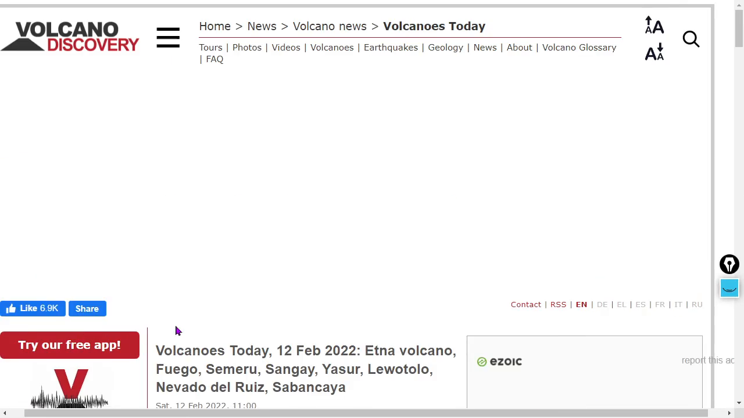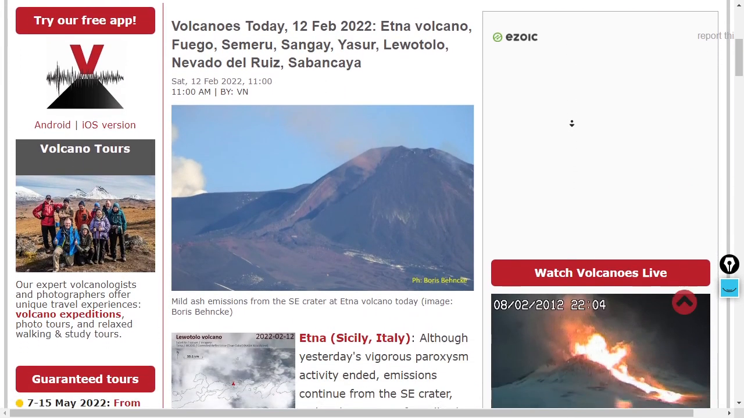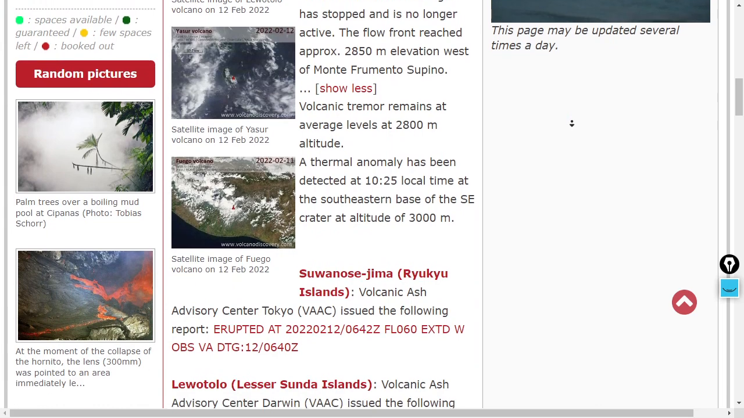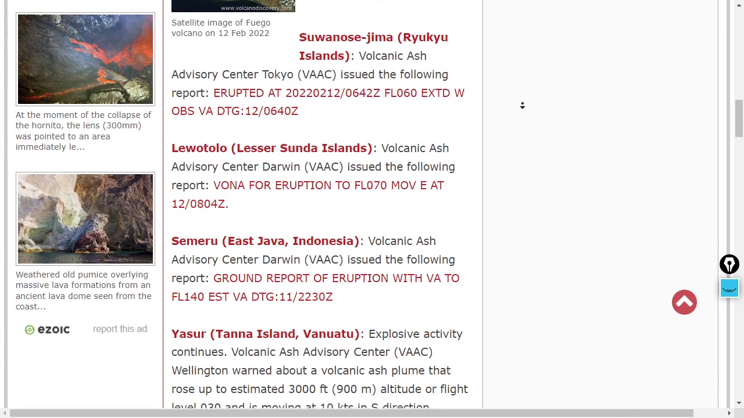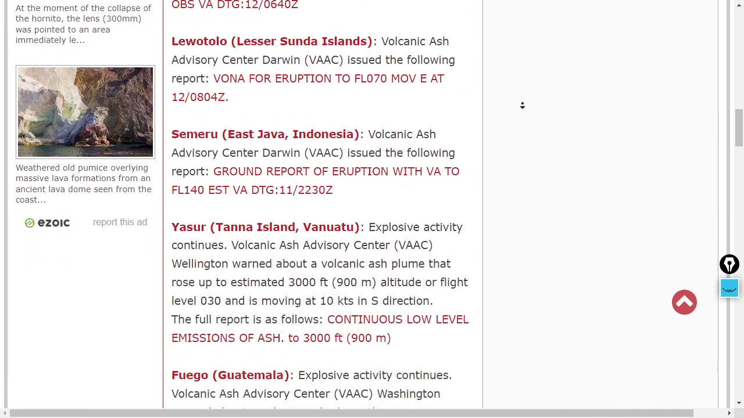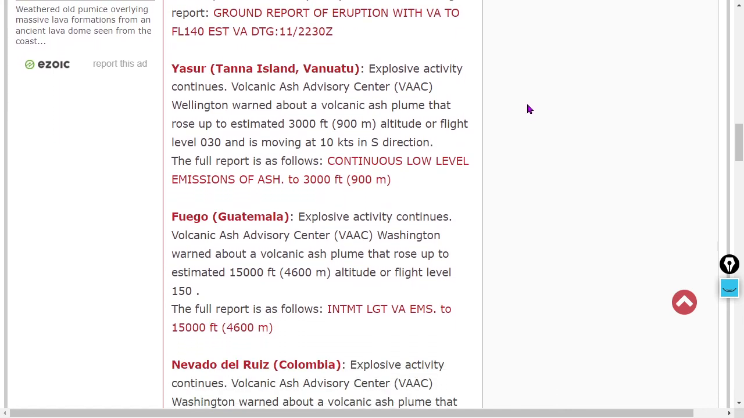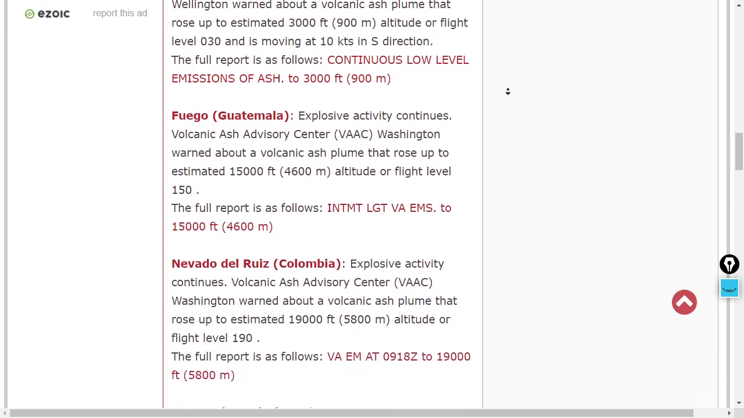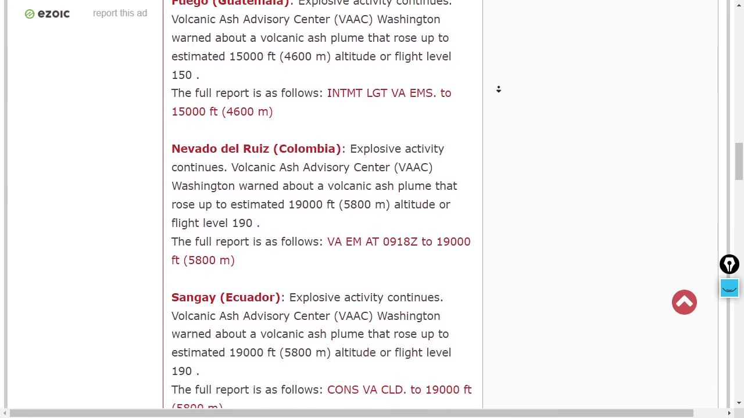Next, looking at volcanodiscovery.com's Volcanoes Today page, to see Etna has calmed down a little bit. So Etna's latest paroxysm has chilled out. Suwanosejima producing a 6,000-foot ash plume. Lewotolo, 7,000-foot ash plume. Semeru, 14,000-foot ash plume. That's East Java, Indonesia. Yasur exploding, producing a flight level 030, a 3,000-foot plume of volcanic ash. Fuego exploding. Don't fly your ultralight aircraft through a 15,000-foot plume of volcanic ash from Fuego. It's not good for your motor.